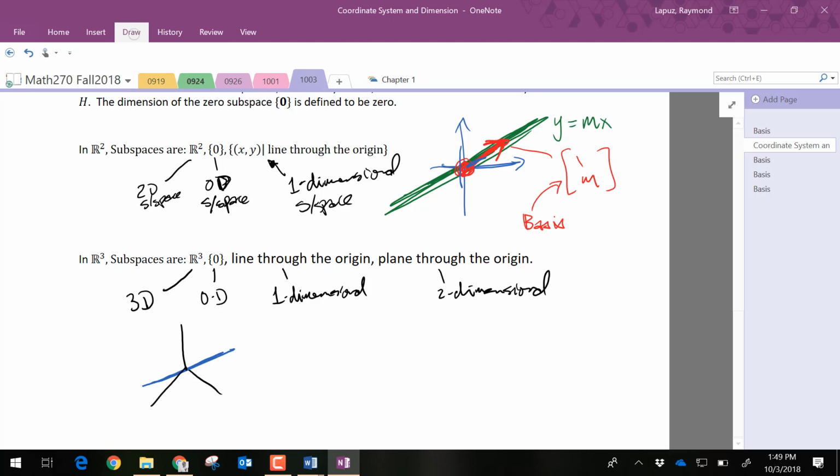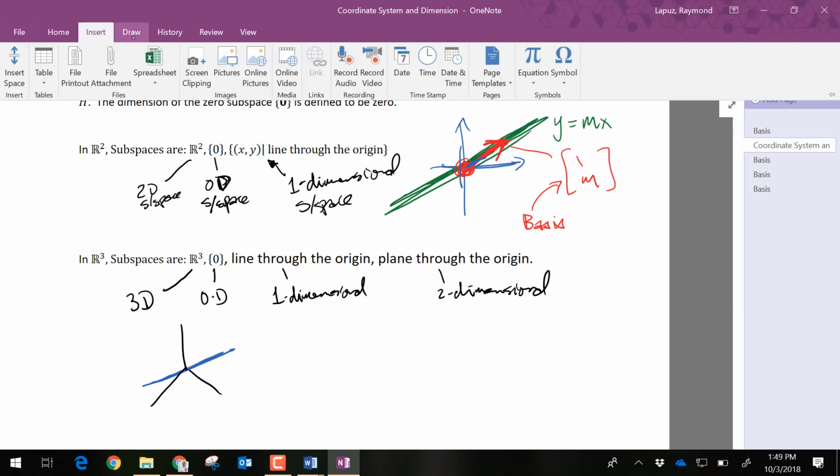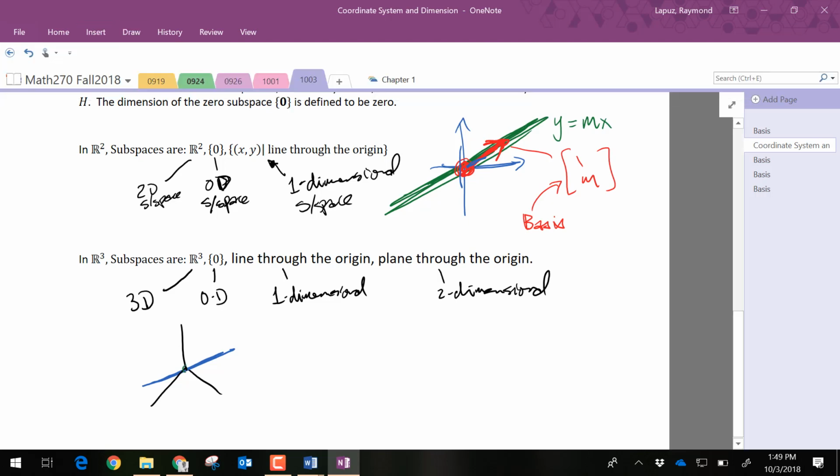And the vector can be any point on that line. By point, I mean vector. Any vector on this line, you scalar multiply it, you're still going to be on that line. If you take any two vectors on that line, you add them, subtract them, scalar multiply them, it's still going to be on that line.